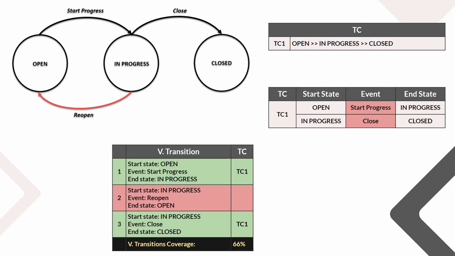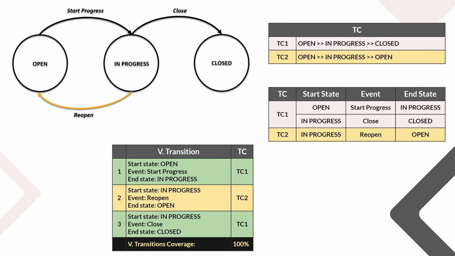It's clearly visible when we write the extended version of the same test case. The second transition is not covered by the test case: from in progress to open through the reopen event. We need to test it, and we have 2 options. The first option is to add another test, from in progress to open.